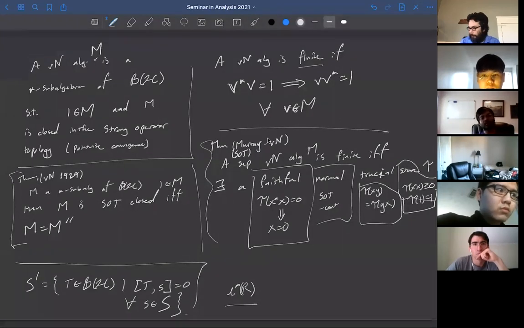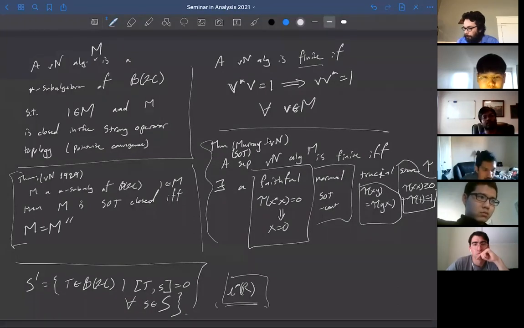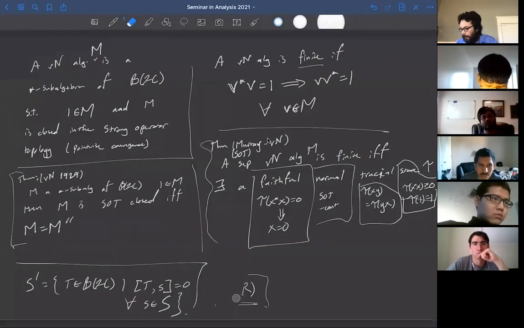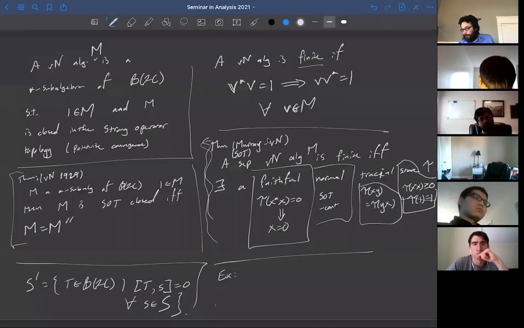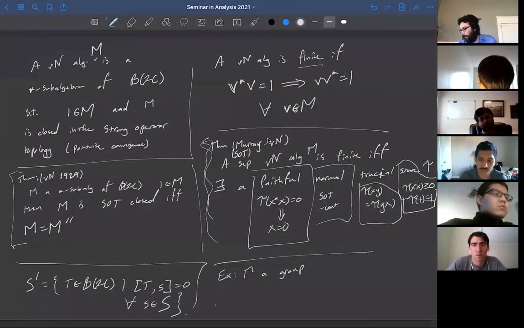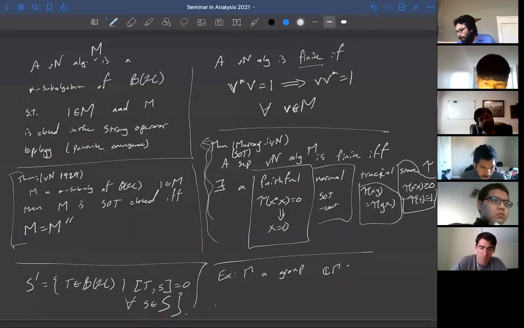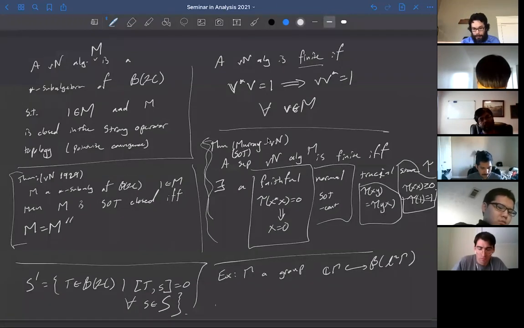Okay, so you have to worry about situations like this in general. But as long as you restrict to, say, the case where the center of the von Neumann algebra is SOT separable, then this theorem applies there as well. And then for the natural example, which will work for our class, if gamma is a group, I already mentioned this before, then the group algebra naturally sits inside of bounded operators on L2 of the group by the left regular representation.